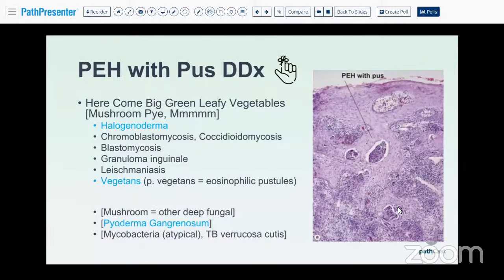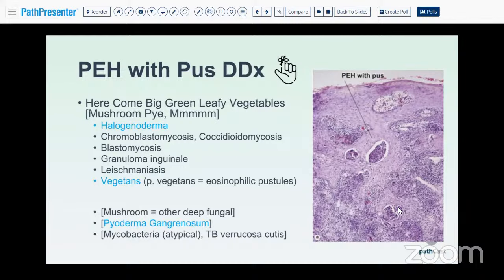The PEH with pus differential. One way to remember it is "here come big green leafy vegetables." That differential, I believe, is published in Dirk Elder's book, and I believe it is his differential. And I like to add mushroom pie. There are a few other infectious organisms as well that can give this reaction pattern.